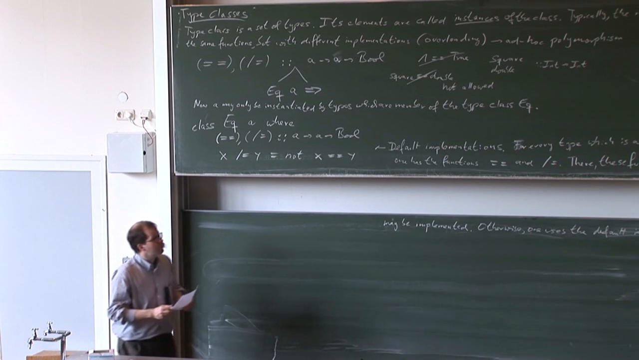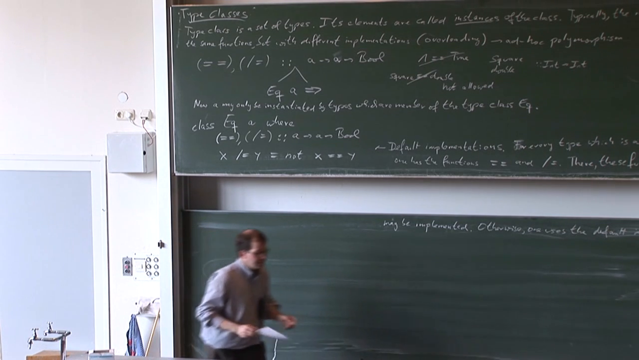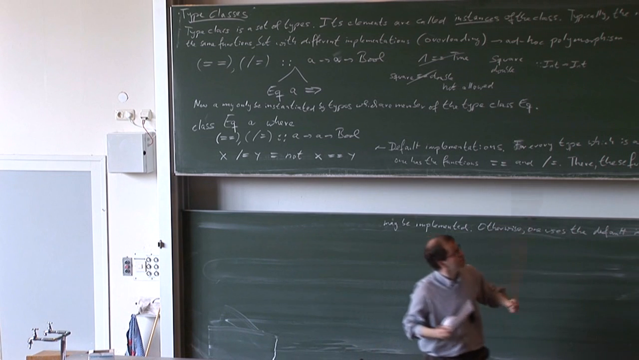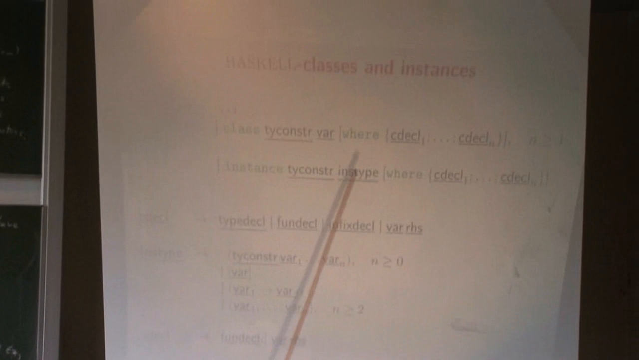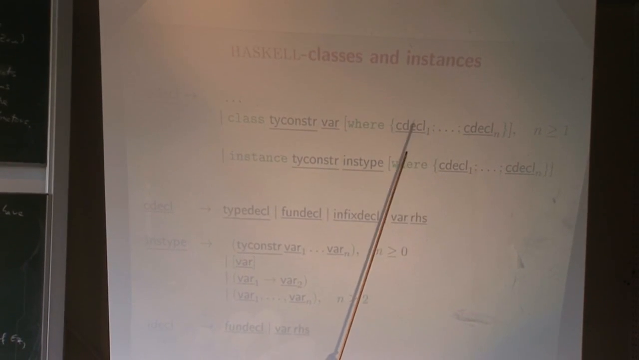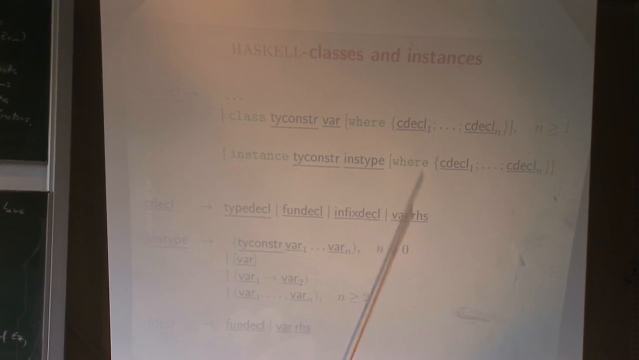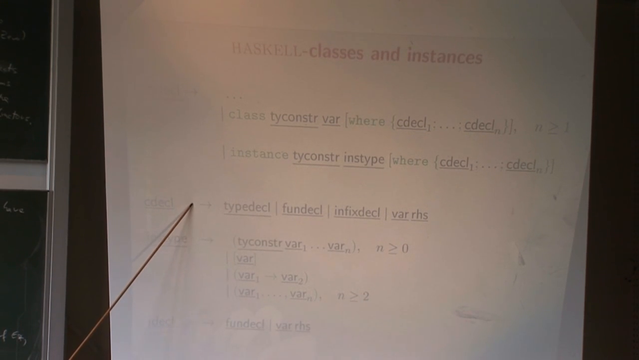Now, in order to do overwriting, we need these instance declarations. Now, we had this class declaration. We have seen that here we introduce a new type class. This is a variable, which means that this stands for a type. And if this type is a member of this type class, then we have these declarations for this type. And for these declarations, they look almost like ordinary declarations.